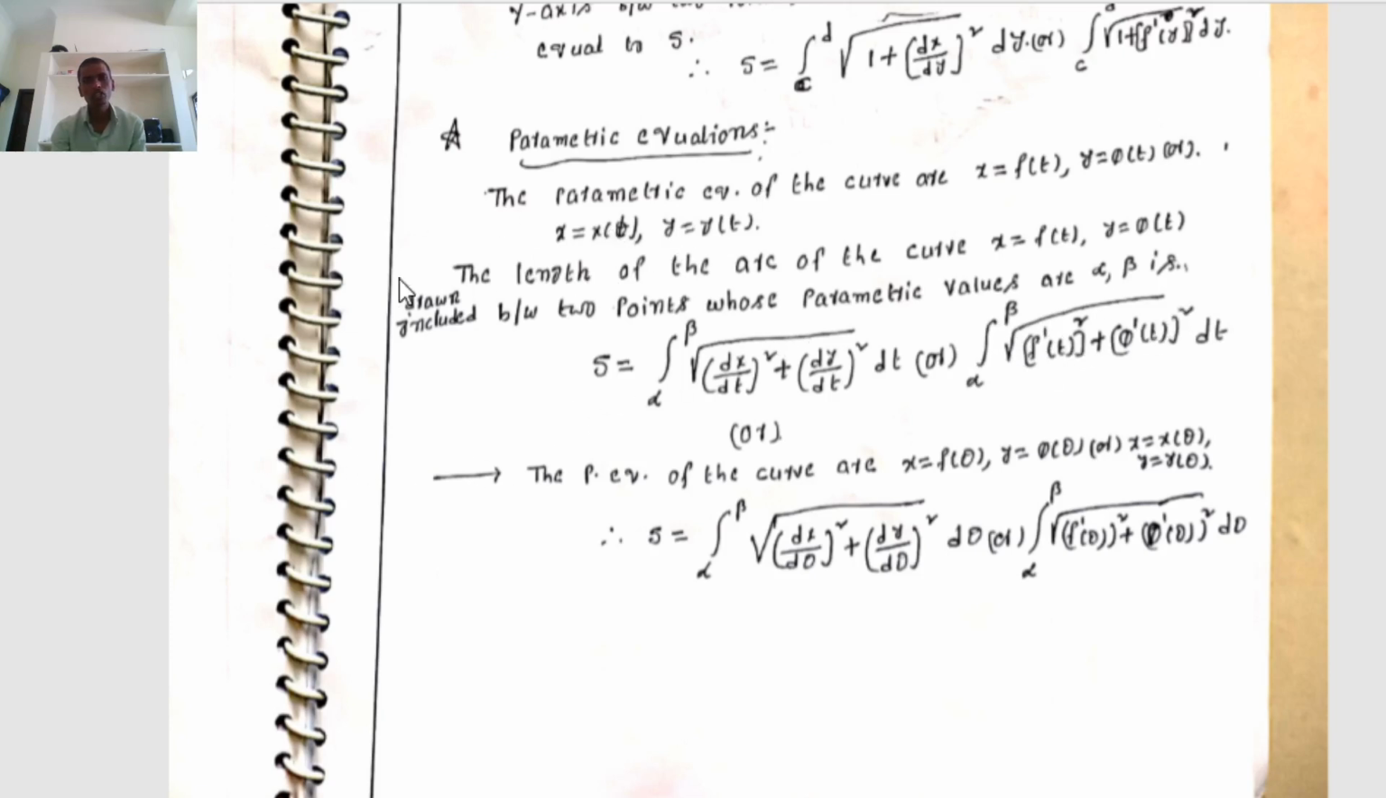The parametric equation of the curve x equal to f of t, y equal to phi of t, or x equal to x of t or y equal to y of t. The length of the arc of the curve x equal to f of t comma y equal to phi of t drawn between 2 points whose parametric values are alpha comma beta is s equal to integration alpha to beta square root of (dx by dt) square plus (dy by dt) square dt, or integration alpha to beta square root of (f dash of t) whole square plus (phi dash of t) whole square dt.